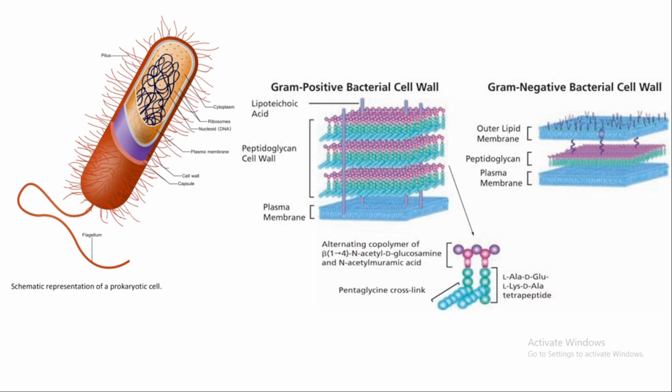So there are different shapes of bacteria present. There are bacteria that have a spherical shape, generally named as cocci. There are bacteria that are rod shaped, generally named as bacilli or bacillus. There are bacteria that have a comma shape.